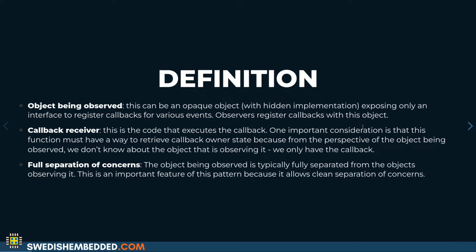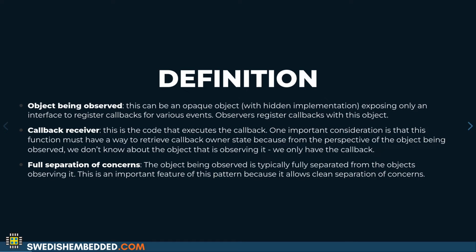The defining characteristics of the callback pattern is that we have one object that is being observed, which is the object that's going to maintain a list of callbacks. And we also have a callback receiver, which is the object that's going to respond to events that come from the first object. We want to decouple our object that is being observed from the object that is observing it, so that we get the full separation of concerns.